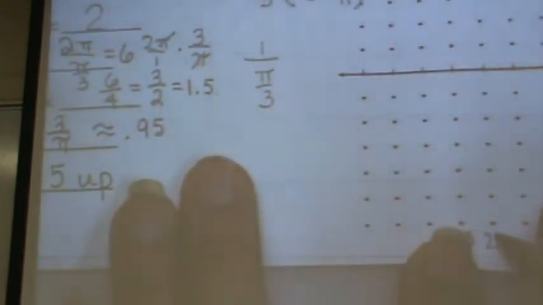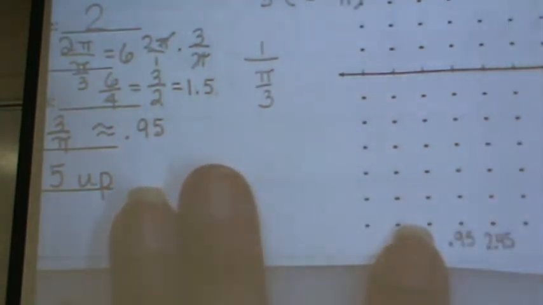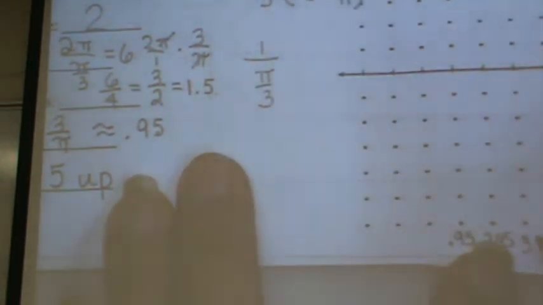$2.45. Then add 1.5 to that. You get 3.95. Then add 1.5 to that. You get 5.45. And one more. 6.95.